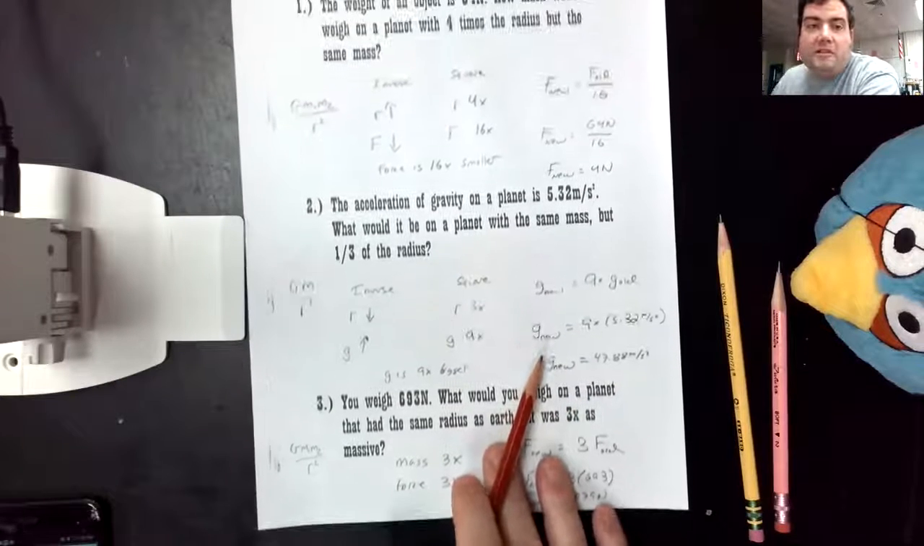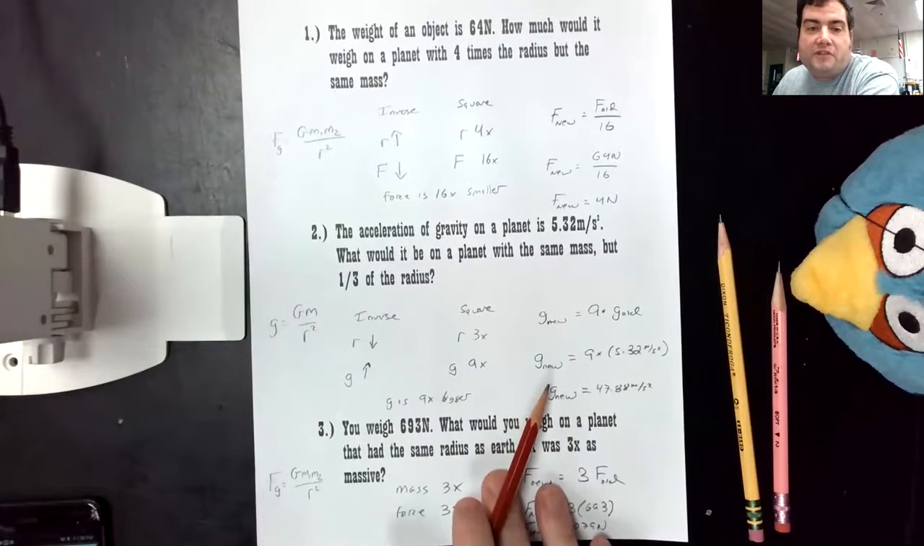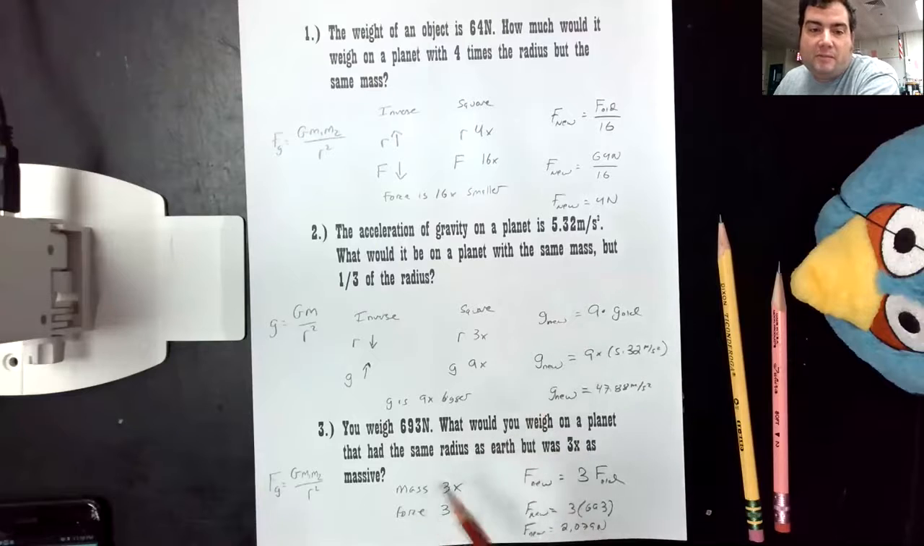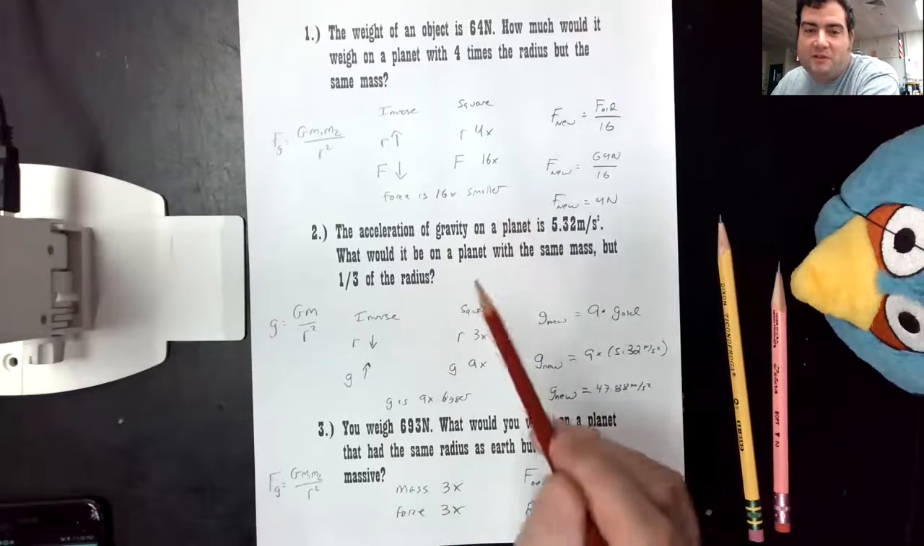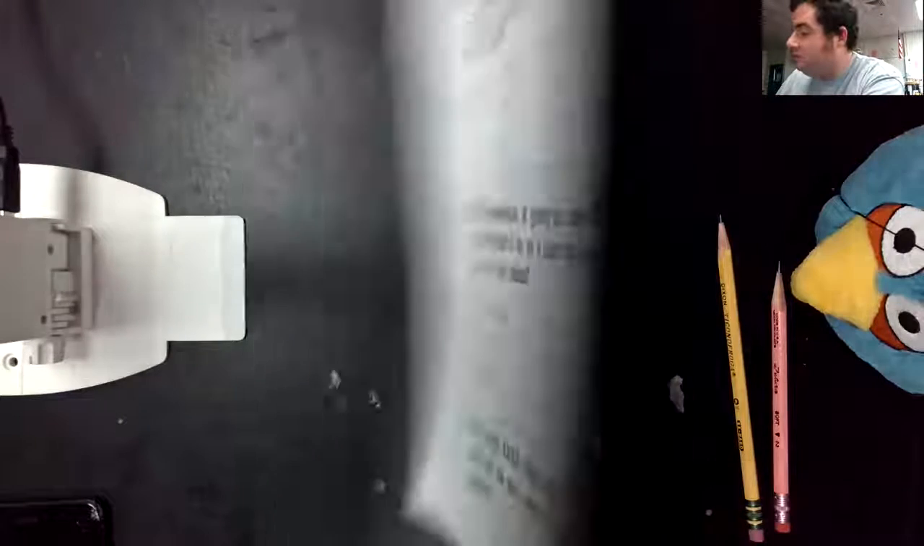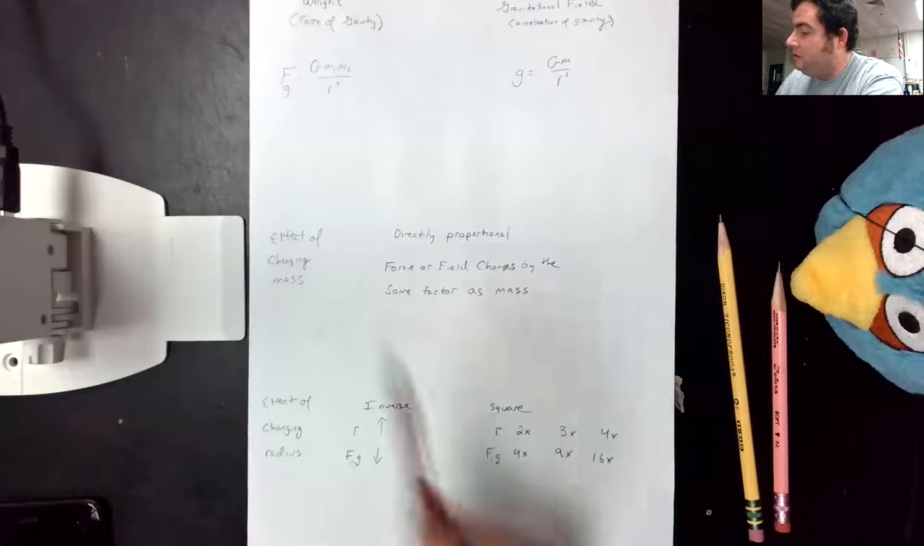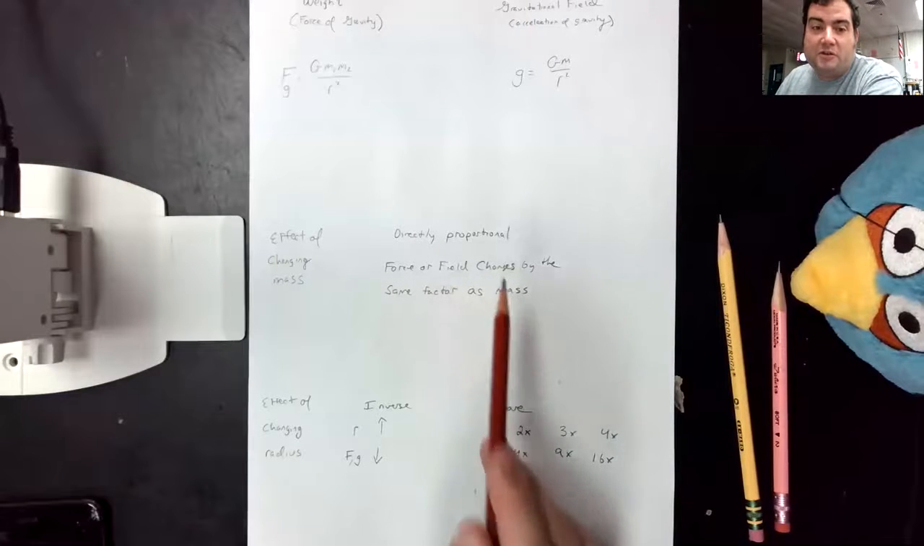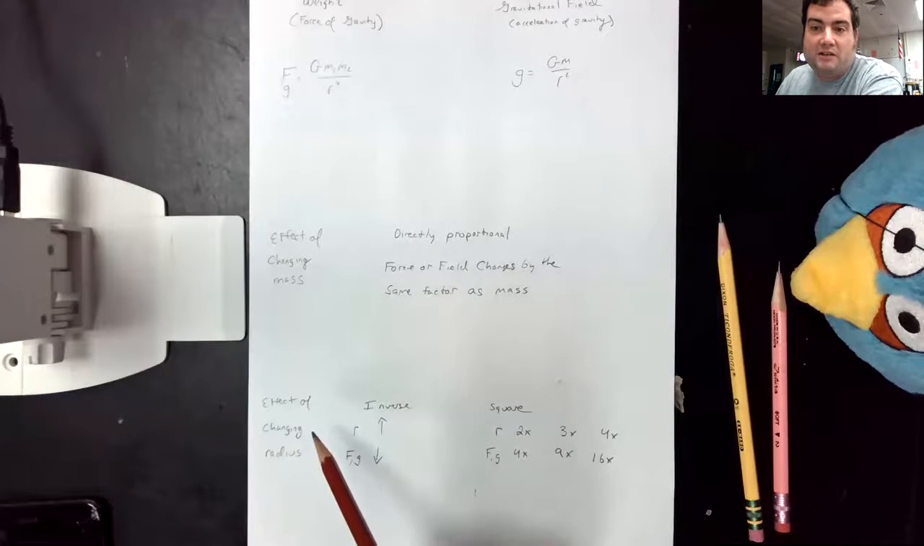So I hope you know how to answer these questions. It just takes a little bit of practice. The mass ones are actually the easiest, but students spend so much time studying the radius ones that they forget it really is just that simple with mass. So at the end of the day, just make sure you know the effect of changing mass is directly proportional, and the effect of changing radius is inverse square.